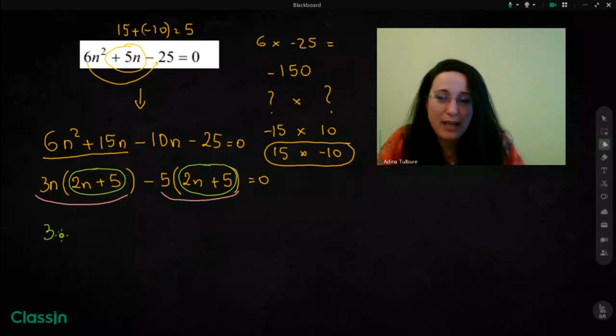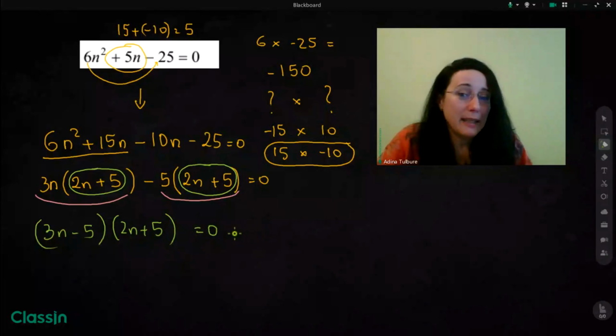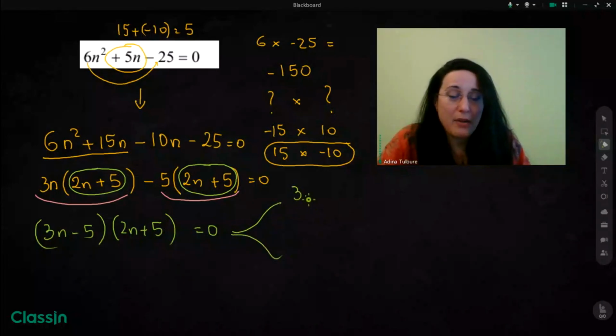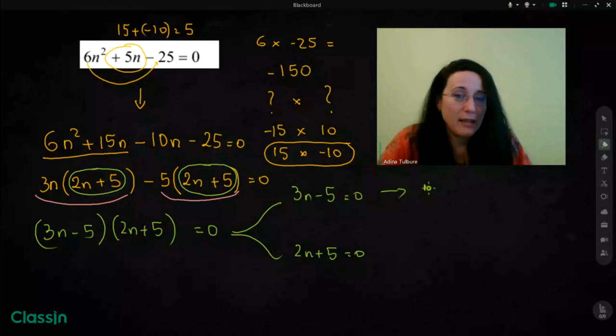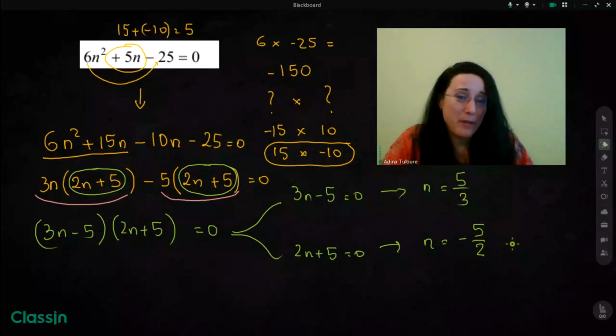Therefore, I'm going to say that 3n minus 5 times 2n plus 5, so I've just factorized by that bracket, equals 0. Again, I have two possibilities here. It's either 3n minus 5 equals 0 or 2n plus 5 equals 0. If this is the case, then n will be equal to 5 over 3. And if this is the case, then n will be equal to negative 5 over 2. And this is it. These are the roots of my quadratic equation. This would appear in an extended paper or in a higher paper. So that's only one method.